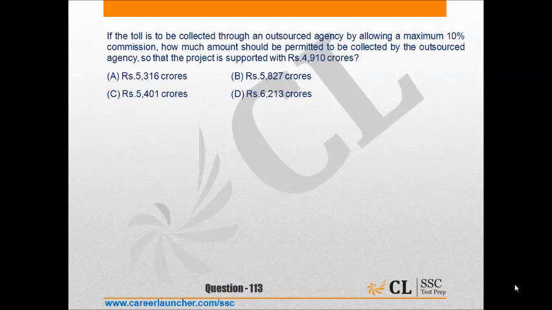Next, if the toll is to be collected through an outsource agency by allowing a maximum 10% commission, how much amount should be permitted to be collected by the outsource agency so that the project is supported with rupees 4910 crore? It's pretty simple. The toll to be collected is 4910 crore, right? And the agency is to be given 10% commission. That means 491 crore. So the total becomes 5401 crore. No need to see the graph.